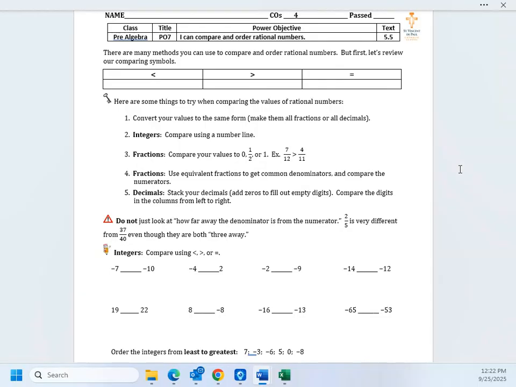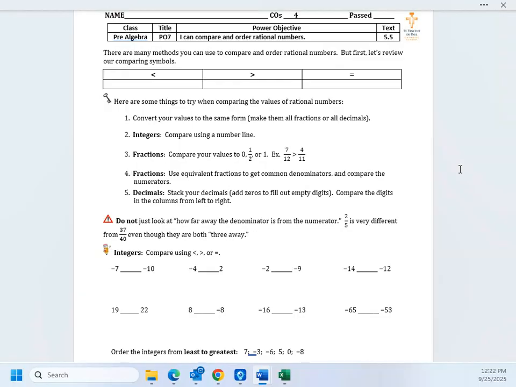We always start our units off with something that's not brand new, and then we build on it. So this isn't anything that's going to be scary. Oh my goodness, what am I doing? Right? We're starting off with something that we already have a good idea about. So there are many methods you can use to compare and order rational numbers.